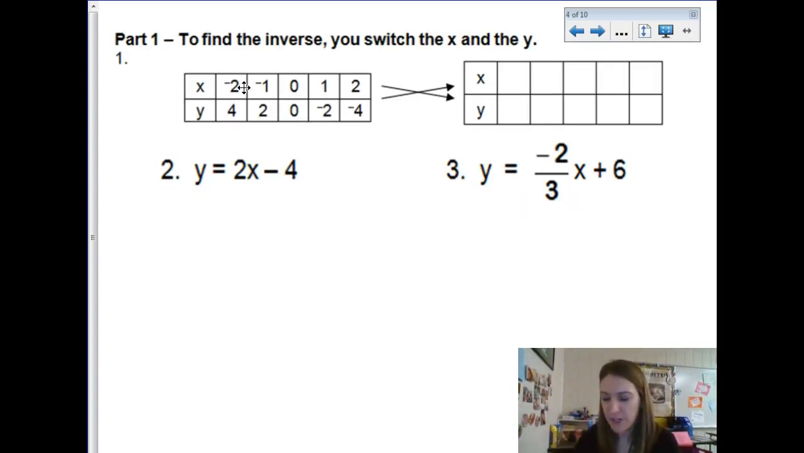So the first property that they illustrated about just switching the x and y, we're going to see here on this first example. We have a relation that is a set of ordered pairs that are just given in like a table format. And it says, well, what's the inverse? Well, you literally just switch the x and y's around. So I'm going to take all of these y's, I'm going to write them in that same order, 4, 2, 0, negative 2, negative 4.